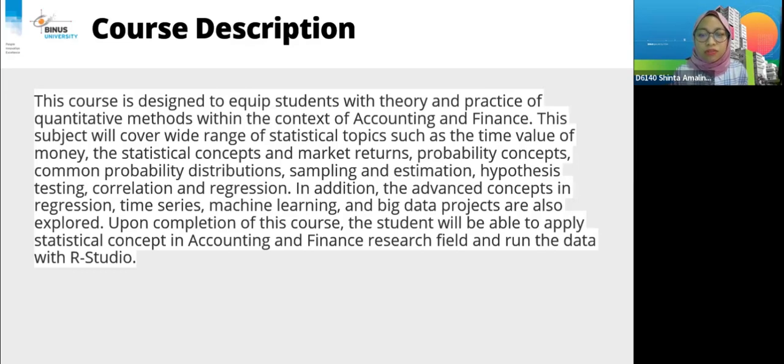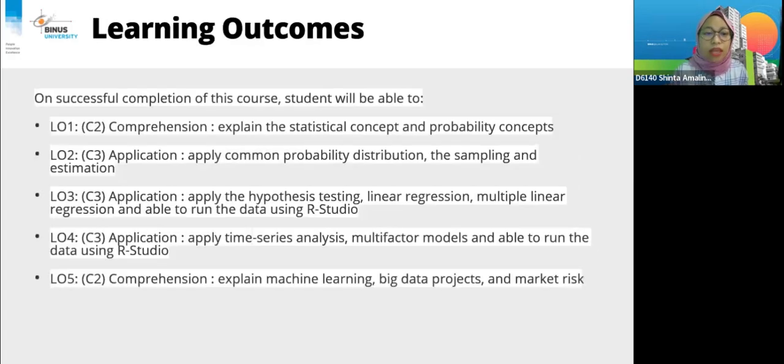Upon completion of this course, the student will be able to apply statistical concepts in the accounting and finance research field and run the data with RStudio. And we actually have 5 learning outcomes. We expect that the students are able to complete this course by achieving 5 learning outcomes. The first one is to explain the statistical concepts and probability concepts. The second learning outcome is applying the common probability distributions, sampling and estimations. The third is applying hypothesis testing, linear regressions, and multiple linear regressions, and being able to run the data using RStudio.